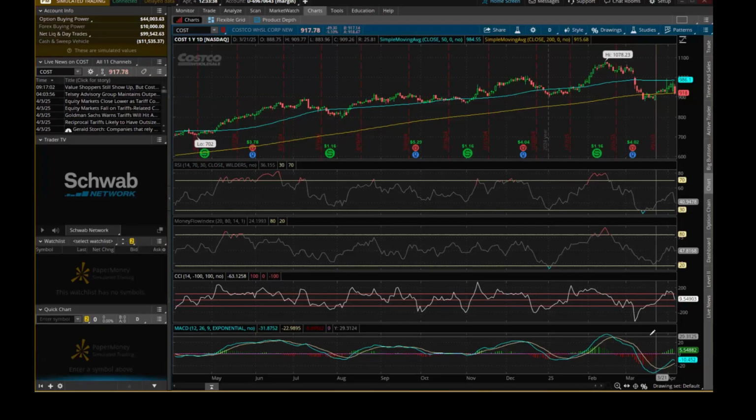Now the MACD analysis. If the MACD line shown in blue dips below the signal line shown in yellow from above, then it's considered a sell signal. And if the MACD line rises from below above the signal line, then that is considered a buy signal.